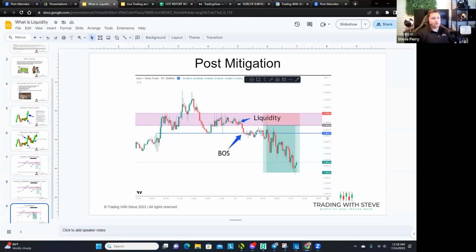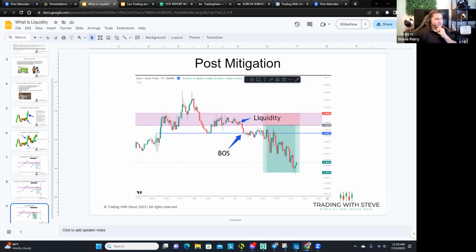If you have questions, let me know in the chat box. Let me read this one question here. Brooke says, is the fact that it expanded and then returned to the liquidity an indicator of a bearish move, or an equal chance for it to break yet again? Okay, good question.